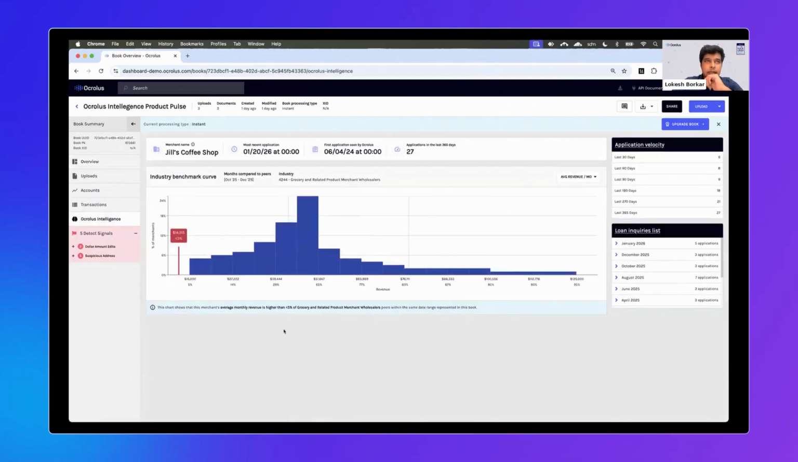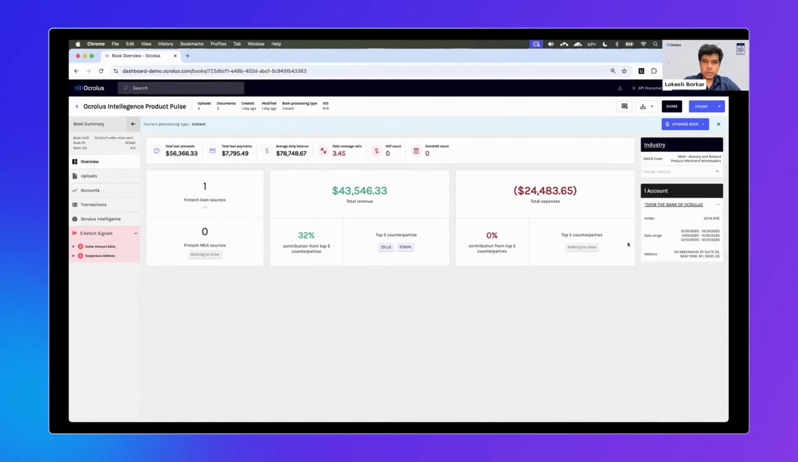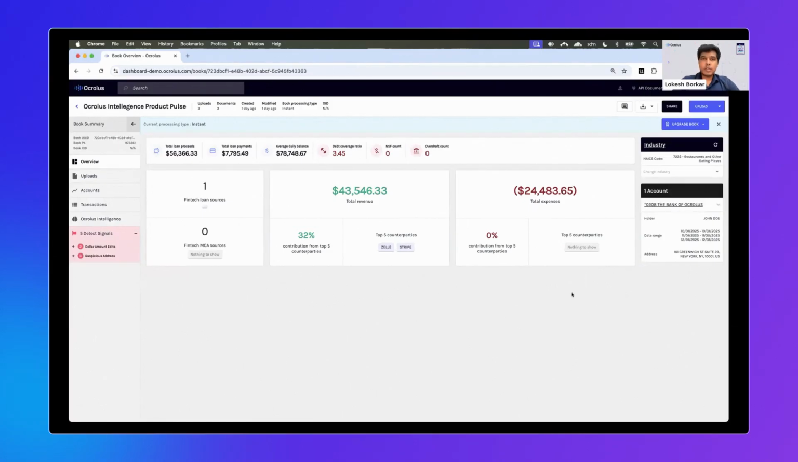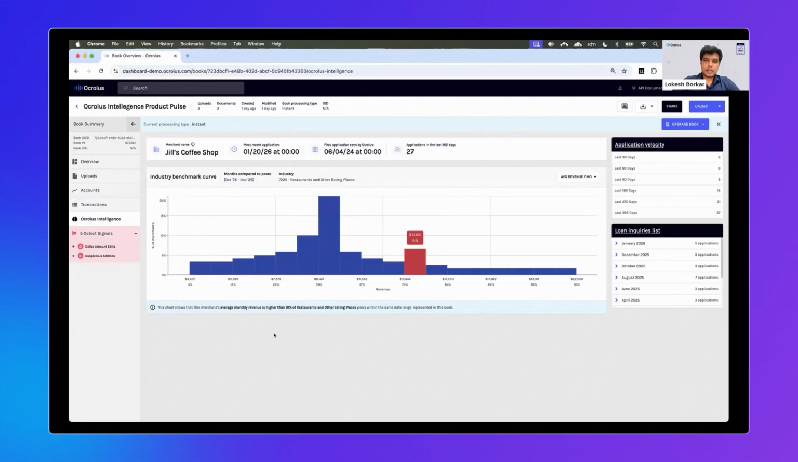Now, if you'll notice, this particular merchant lies at 5%, like less than 5%, right? And it's an immediate indicator that something is off about this merchant. The merchant is a coffee shop, but it's mapped to groceries and retail related product merchant wholesalers, which is incorrect. So let me fix that. I'll quickly go back to the overview page and I can set this back to its correct NAICS code. So now that the NAICS code is in place, I can quickly go back to the Oculus Intelligence tab and we now have the correct benchmarking results available.